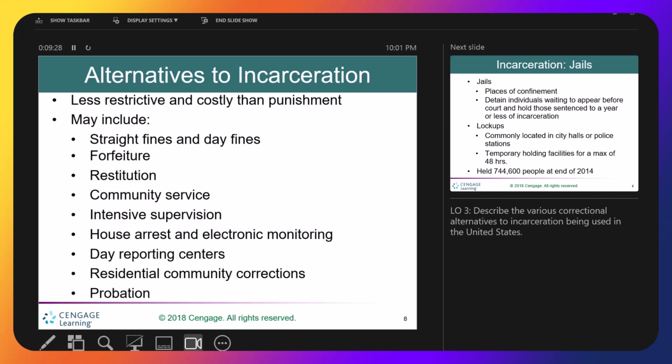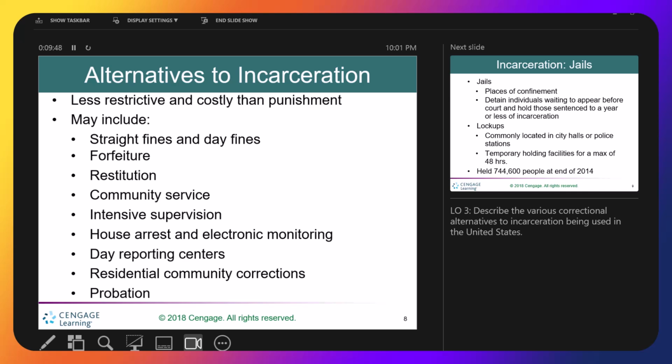So, alternatives to incarceration. Let's look at options less restrictive and costly than punishment. When you talk about putting people in housing and jails and prisons, that's not free. Somebody's got to pay for it. And guess who that is? That's the taxpayers. We taxpayers have to pay for that.